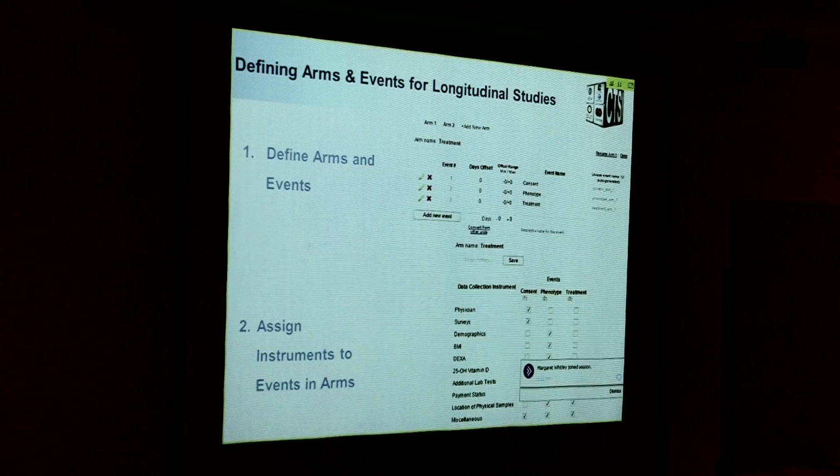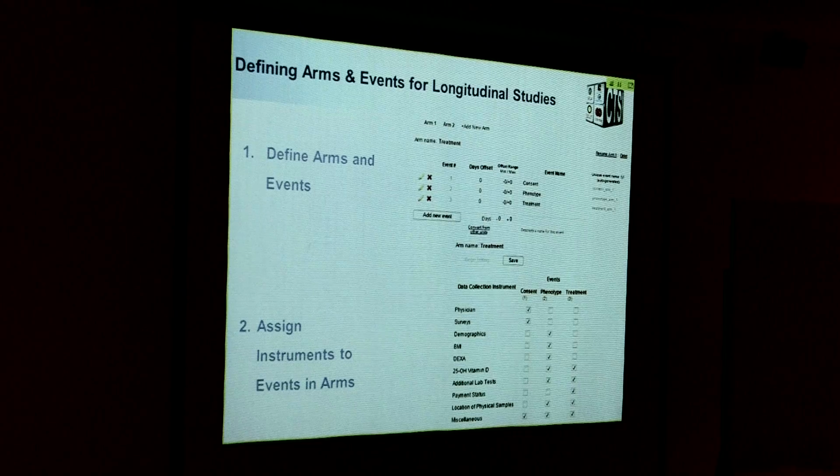And this is for a longitudinal study. In a longitudinal study, there are arms and events. Arms is usually the stage of the study. So you have a screening stage, maybe a testing stage, or some people just prefer to do it all in one arm. So it's totally up to you. Inside an arm, there are events. Event 1 could be screening, event 2 could be visit 1, event 3 could be visit 2, and so on.